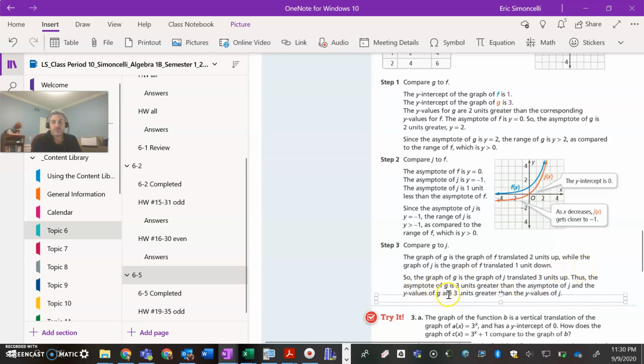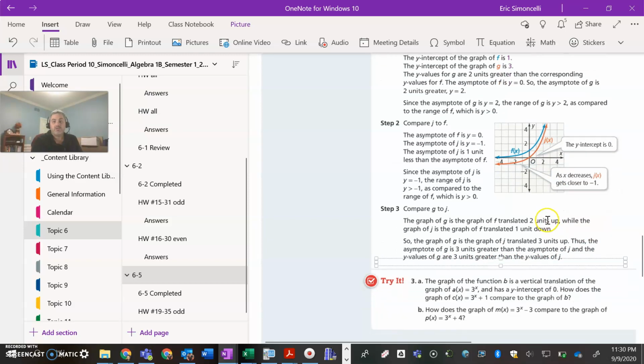Thus, the asymptote of g, if we were to graph g, is 3 units greater than the asymptote of j, and the y values of g are 3 units greater than the y values of j. I do recommend that you take a look and see if you can graph the function g in comparison to, obviously, the other two. I believe this is a good point of reference for us to get a good understanding of how all exponential functions take shape and the translations and transformations that dictate them based on the parent function.